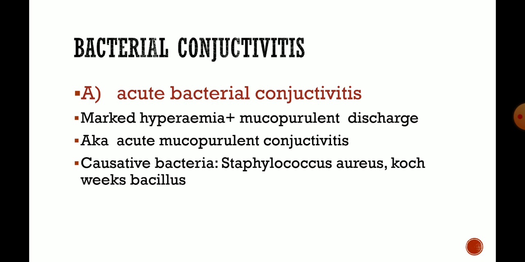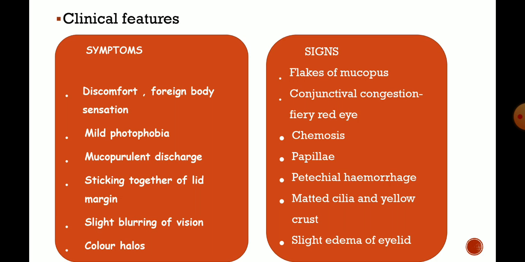We told it can be acute, hyperacute, chronic, chlamydial. Acute means, as we told, hyperemia, mucopurulent discharge. It is called acute mucopurulent conjunctivitis and the organism is Staph aureus. Symptoms: the patient will complain of discharge, causing stickiness of the lid margins, photophobia, colored halos, blurring of vision, foreign body sensation.